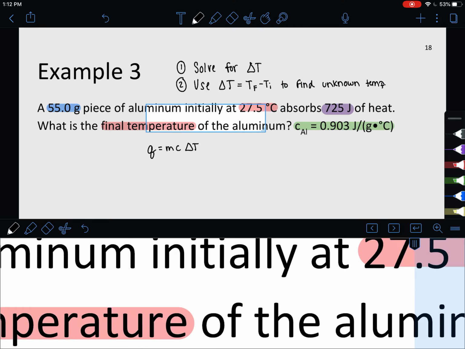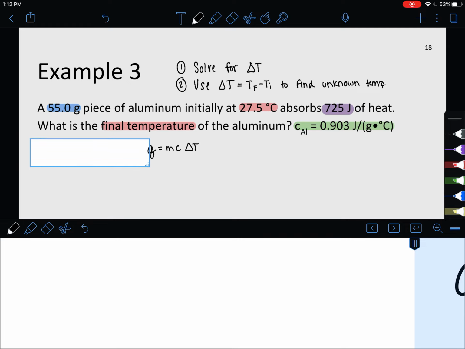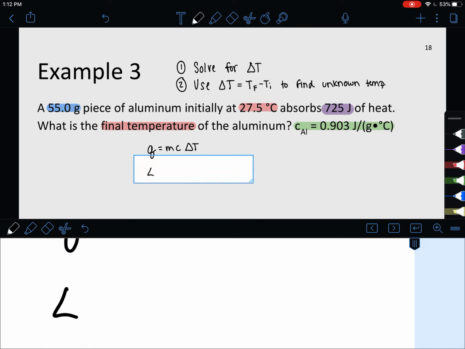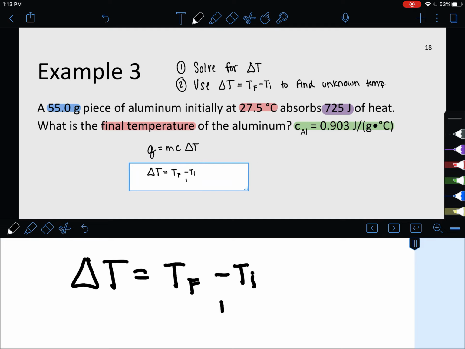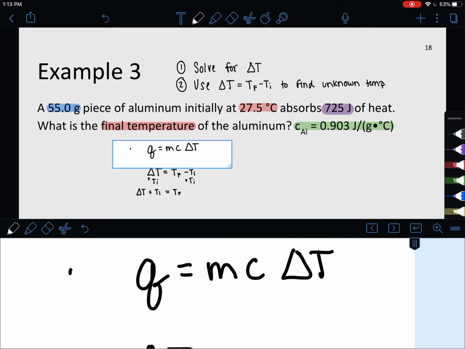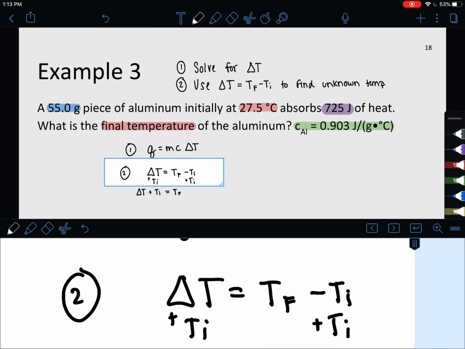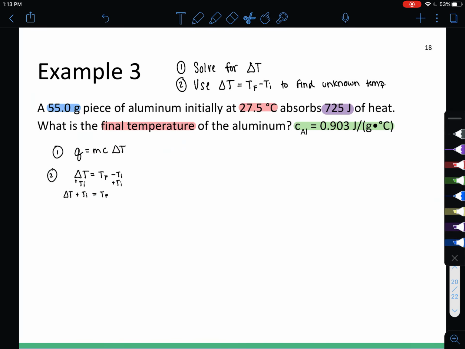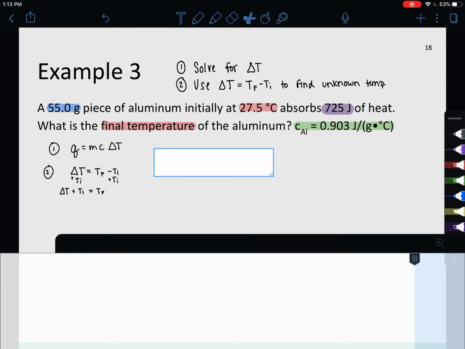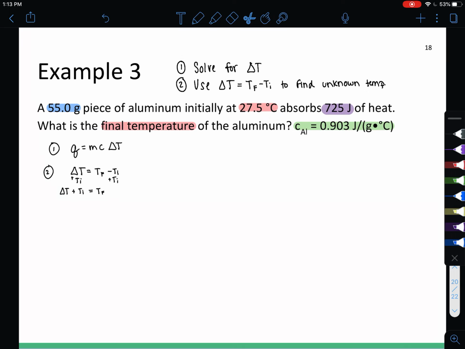Okay. So in this case, since we are solving for the final temperature, I will rearrange the equation. So delta T is equal to TF minus TI. So add TI to both sides. So delta T plus TI is equal to the final temp. All right, so this is step 1. This is step 2. Move those to the side and we'll go through the calculation. Actually, I'll flip to the next page since it's all drawn out.